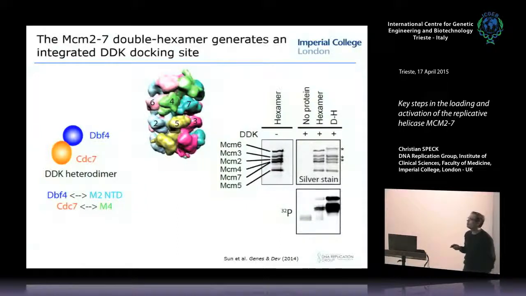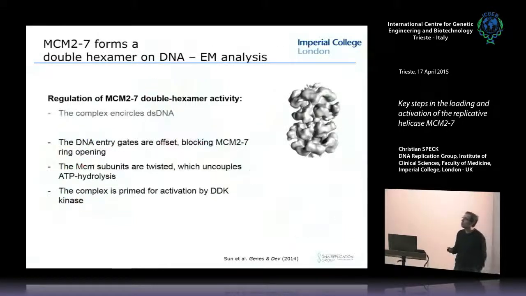So we measured the activity of DDK on top of the single hexamer and the double hexamer, and you can see here in the silver stain you get a nice phospho shift for MCM6 in case of the double hexamer, and you also see at the P32 level a much stronger phosphorylation. So, yeah, that's a neat way how you can have a really inactive complex, but by generating this double hexamer interface, you create a surface that allows specific activation of this complex. So, okay, in summary, the double hexamer is inactive because it encircles double-stranded DNA, the gates are offset, blocking MCM ring opening. The subunits are twisted to uncouple ATP hydrolysis, but then the complex can be primed for activation by DDK kinase.